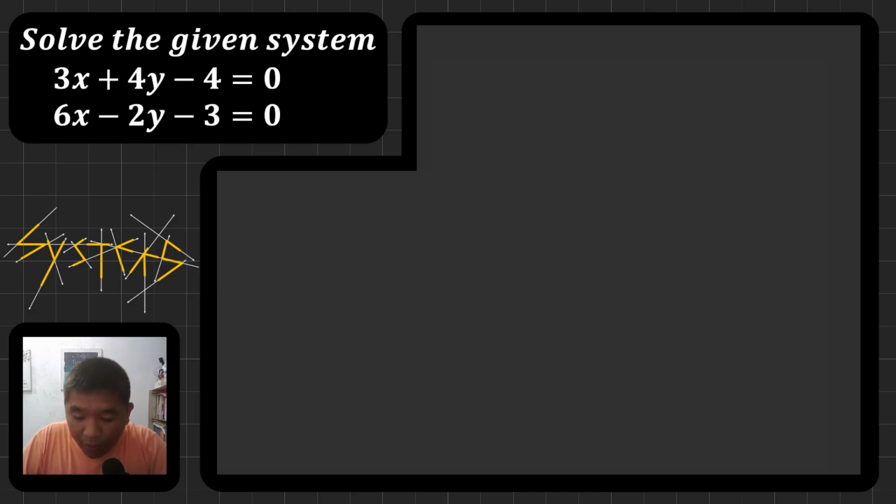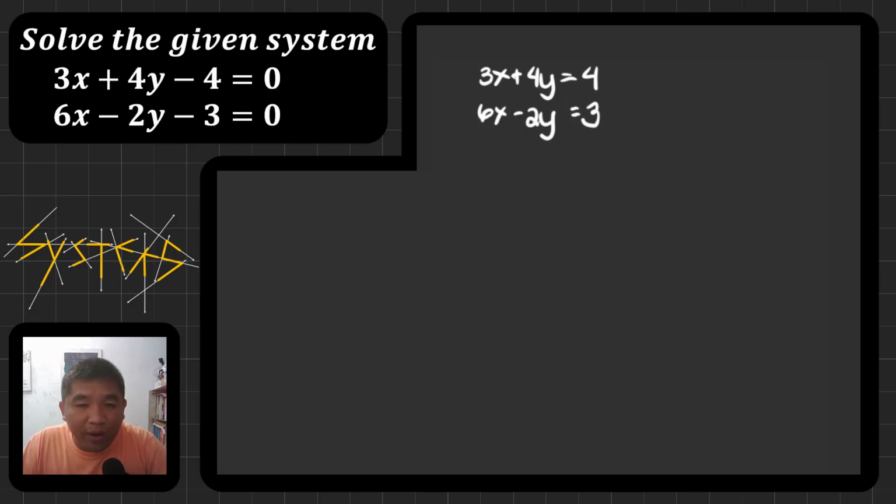So your first equation would be 3x plus 4y, and then you're going to add 4 on both sides, removing the minus 4 on your left-hand side, but it will appear on this side here. Now doing the same thing on the second equation, you will have 6x minus 2y, adding 3 to both sides, you will have 3 here, and the negative 3 on the left-hand side is now removed. So here we have two equations which are expressed in standard form, similar to our general forms already given.